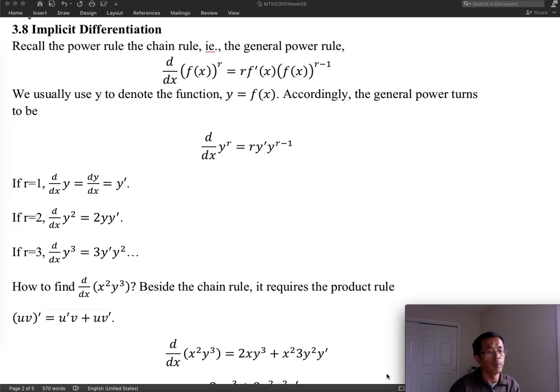Hello everyone, welcome back to Calculus 1, and this time we are moving to a new section, section 3.8, implicit differentiation. If you ask me what implicit differentiation is, I really will have to tell you it is all about the chain rule. It is all about the chain rule, okay. So let's get started.